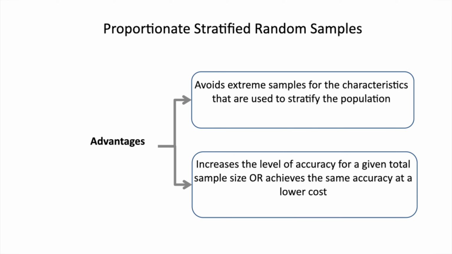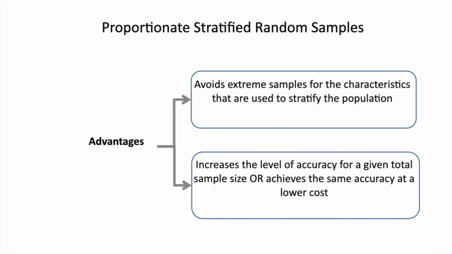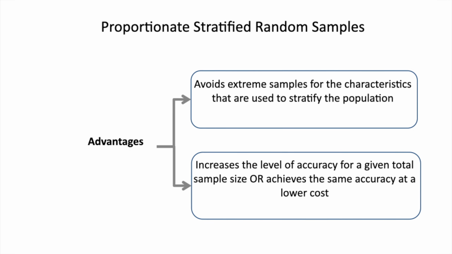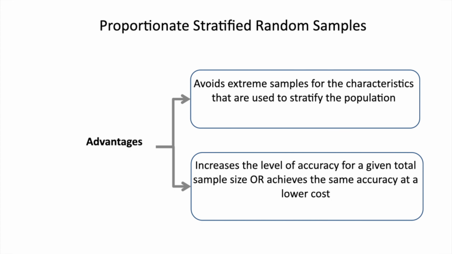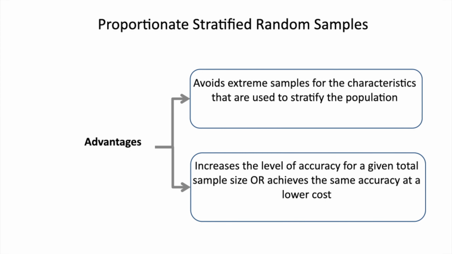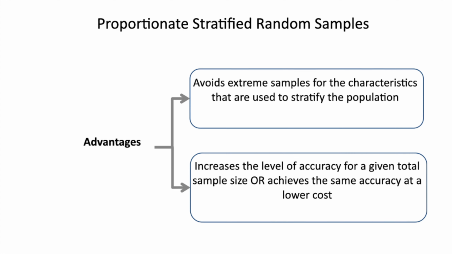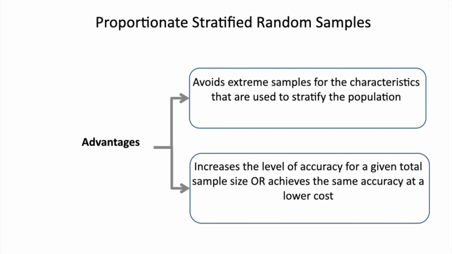The two big advantages of a proportionate stratified random sample are as follows. First, it avoids extreme samples for the characteristics that you're using to stratify, the characteristics you're using to divide the population into groups. To use our examples of age and province, we're taking a random sample within age groups and within provinces, and we still have the possibility of an extreme sample inside each of these groups, but it's contained in that particular group. So it minimizes the risk overall, which is good.